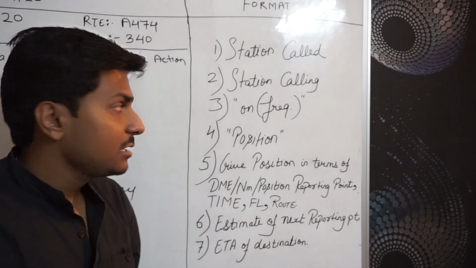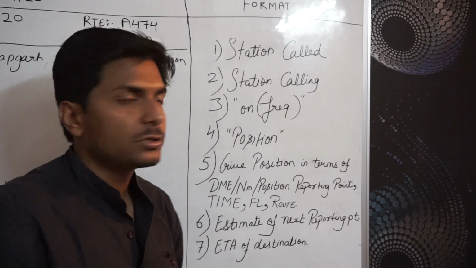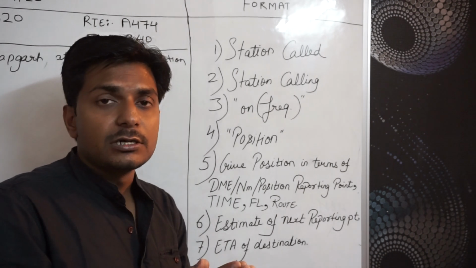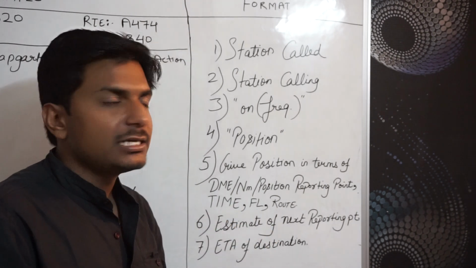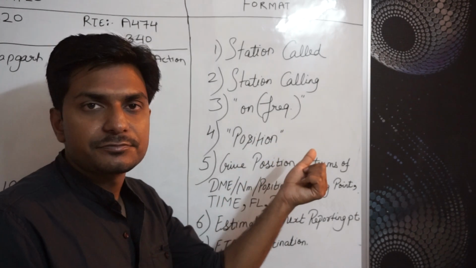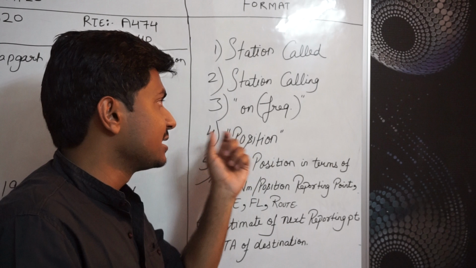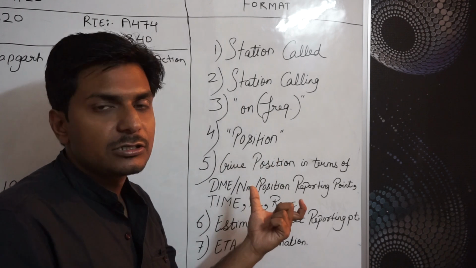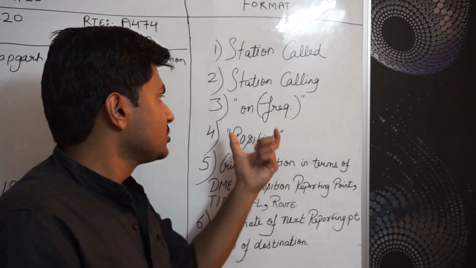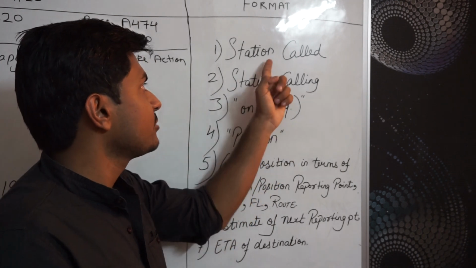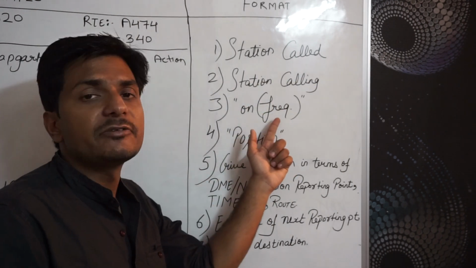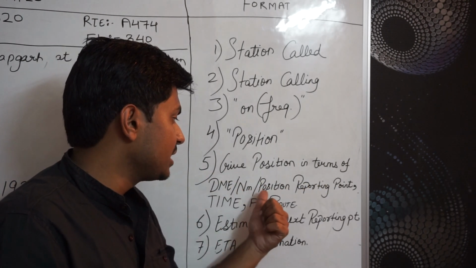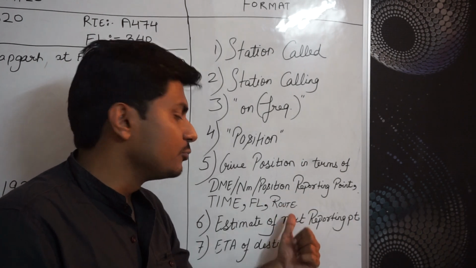Then on frequency. You can see that on frequency I have put two inverted commas. That means this will be the spoken word, or you can say spoken sentence. There will be no change except the frequency. You have to put the frequency and say it as it is. Now the position, again you can find the position is in inverted commas, so again you have to say it as it is. In this frequency you have to find the ATC's frequency in the map, and then put the frequency in this case, and then we have to give the position in terms of DME, nautical mile, position reporting point, time, flight level and route.